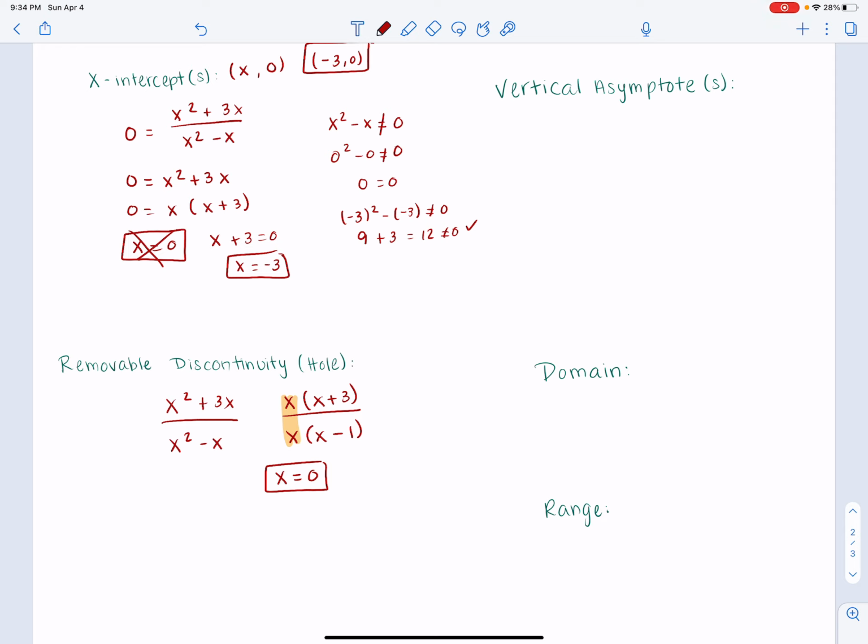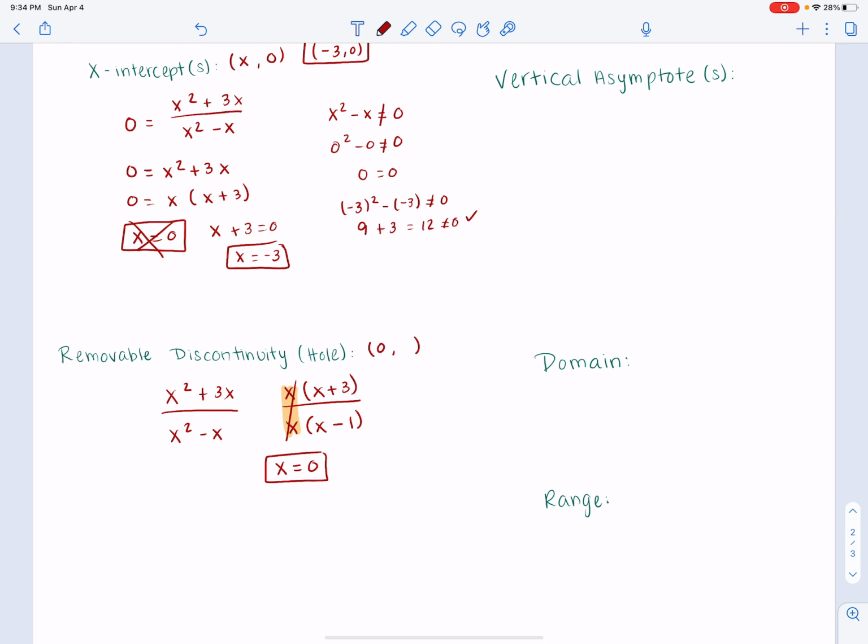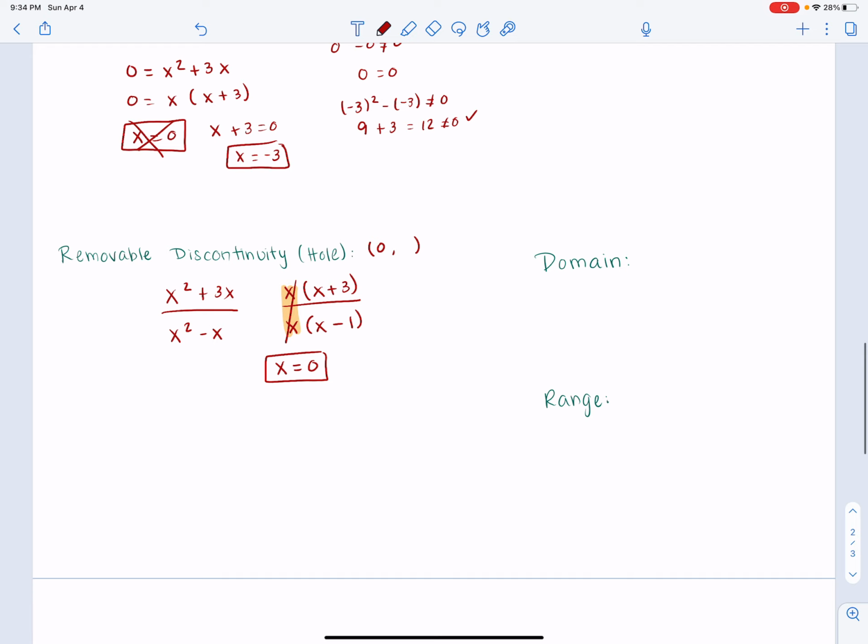So when x is 0, I need to find the y value of my hole. So remember to find the y value, forget the matching factor exists. Take the rest of the fraction that you have and plug in 0 for x. So 0 plus 3 over 0 minus 1 is 3 over -1. It's -3. So I have a hole at 0, -3.